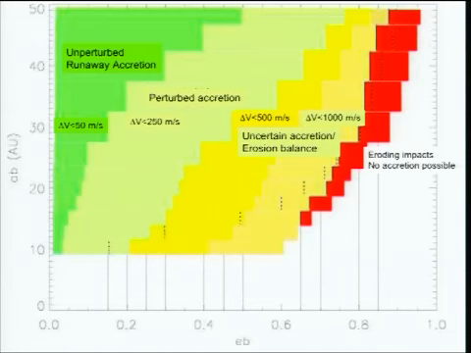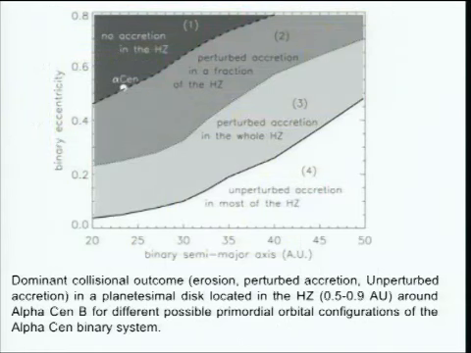And they use that to say that for Alpha Centauri, this is basically the situation. Now the graph has flipped. Here you have the semi-major axis, here you have eccentricity. For high eccentricities, basically no accretion is going to happen for the terrestrial planets. For low eccentricities and far away, you will get accretion. This is something that we would expect to see.